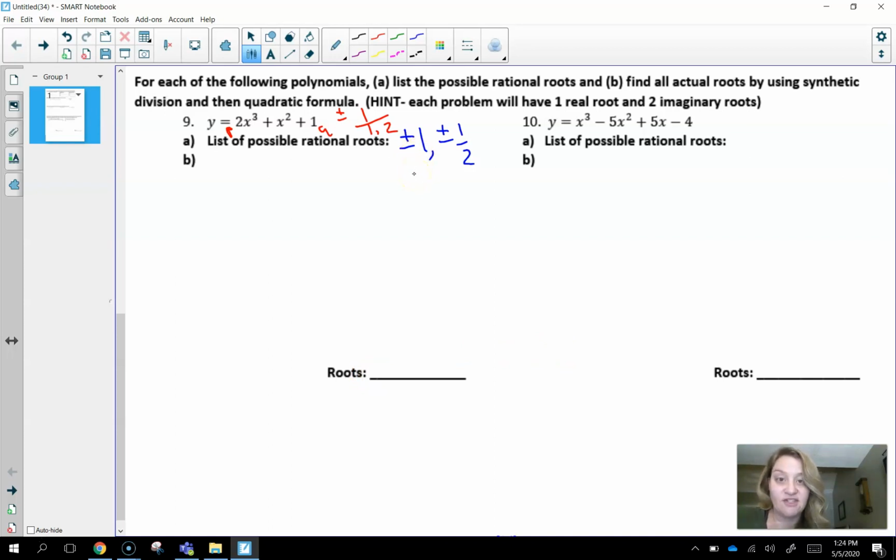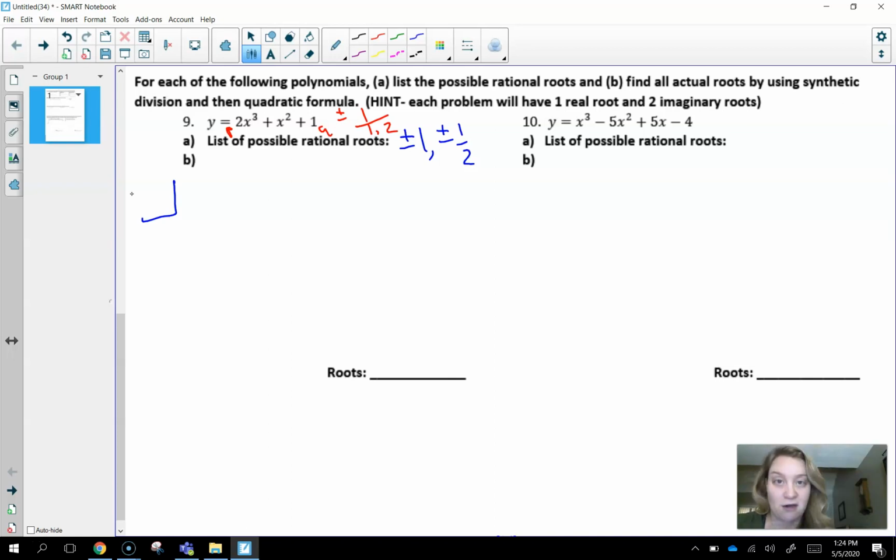I'm using synthetic division, so you can put in the box, you can put 1, negative 1, 1/2, or negative 1/2 in the box, okay? You can do it 4 times if you want to. The whole goal is to make sure you get a remainder of 0, okay? That's how you know you've picked the right one.